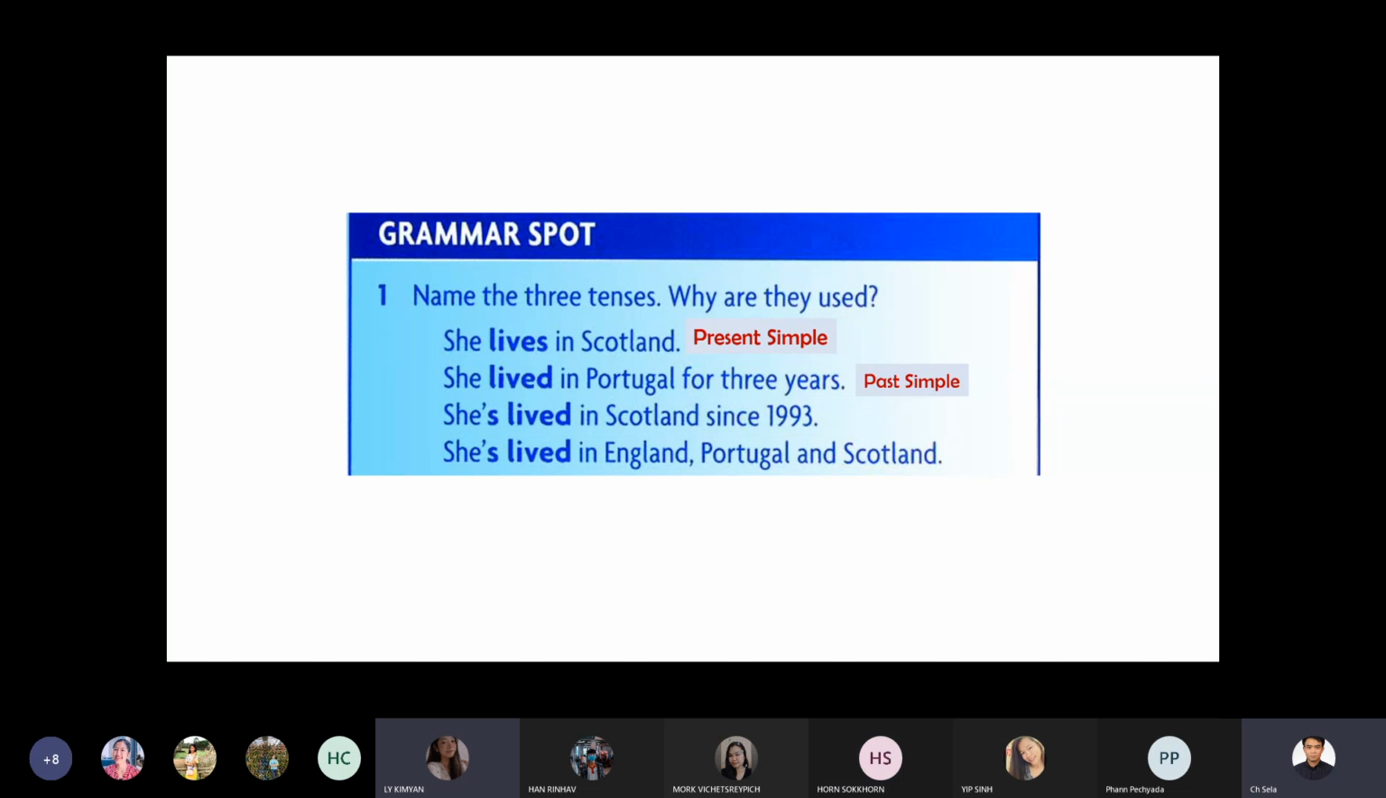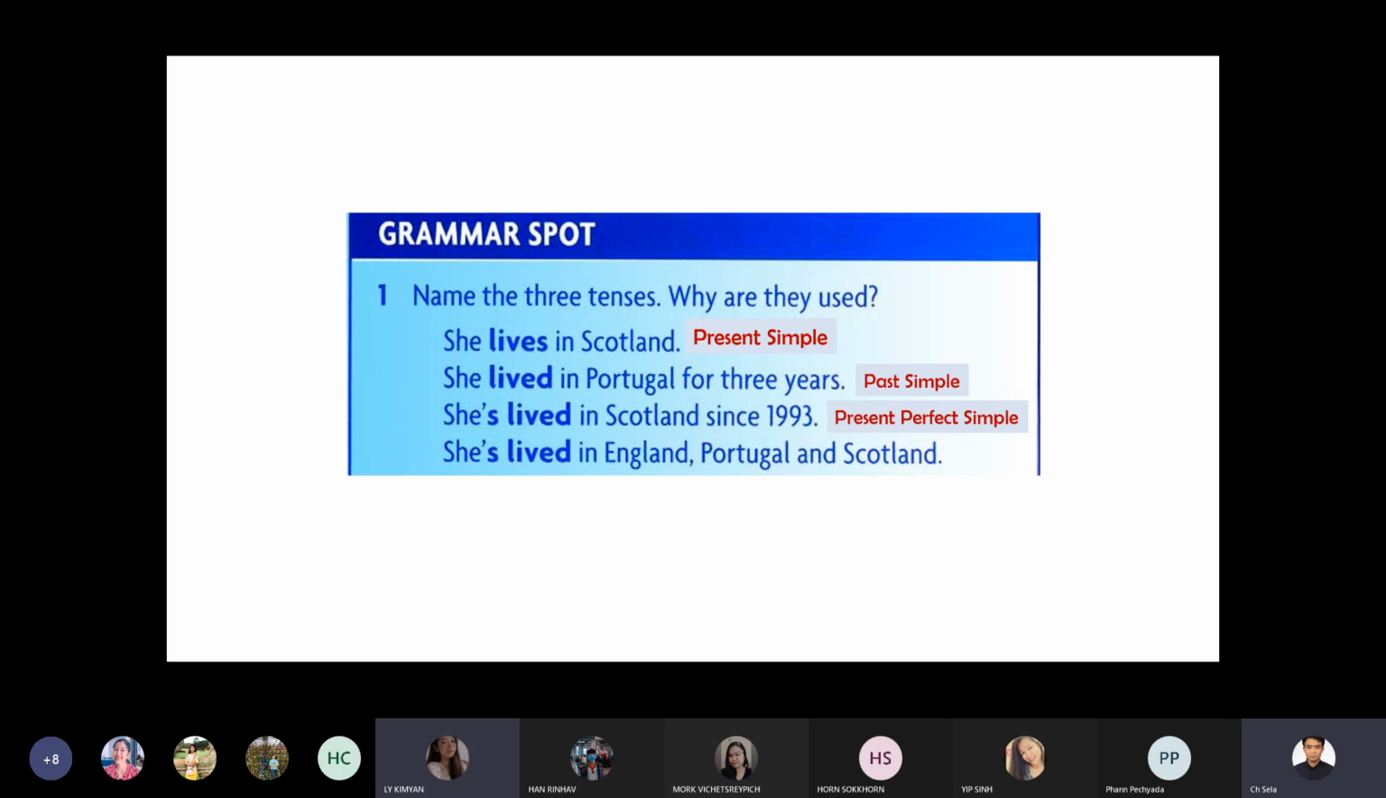She's lived in Scotland since 1993. Teacher, is that passive? Or I'm not sure. Passive? No, no. This one has. If it is "has", it must be present perfect simple, right? Present perfect simple. And the last one, she lived in England, Portugal, and Scotland.